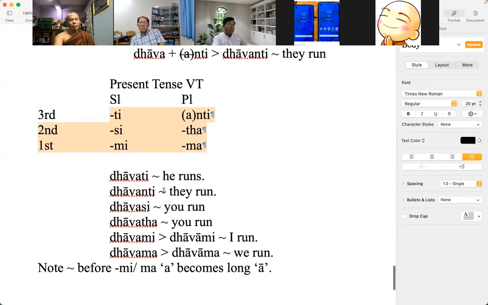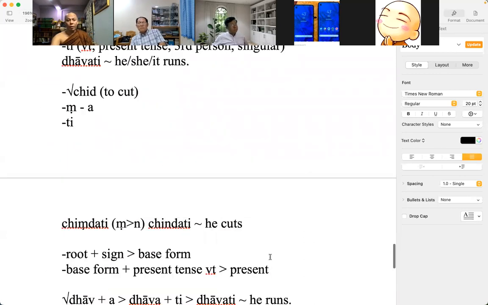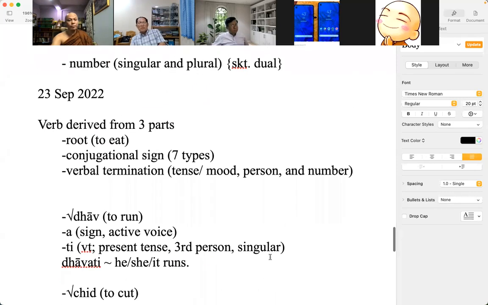Okay, so now dawati, he runs, and dawanti, they ran, and dawasi, you singular ran, and dawatha, you plural ran, and then dawami, I ran. Dawama, we ran. Okay. So now let me repeat today's lesson.